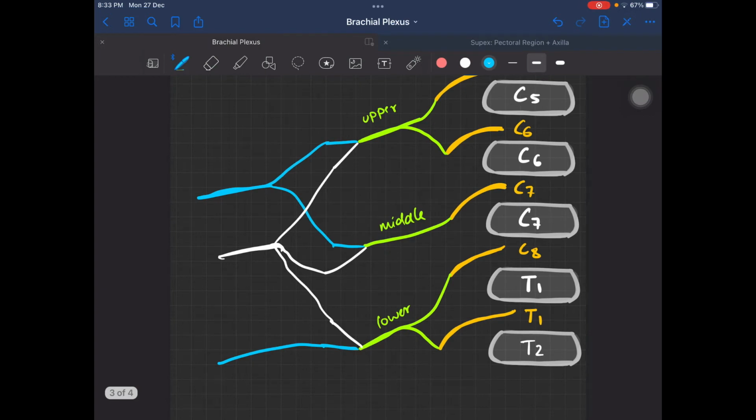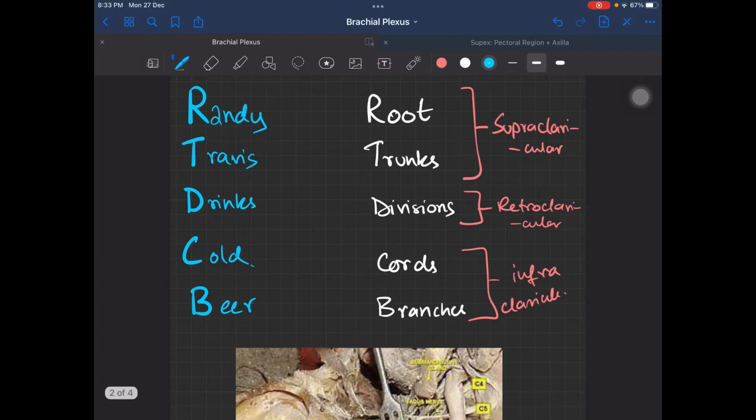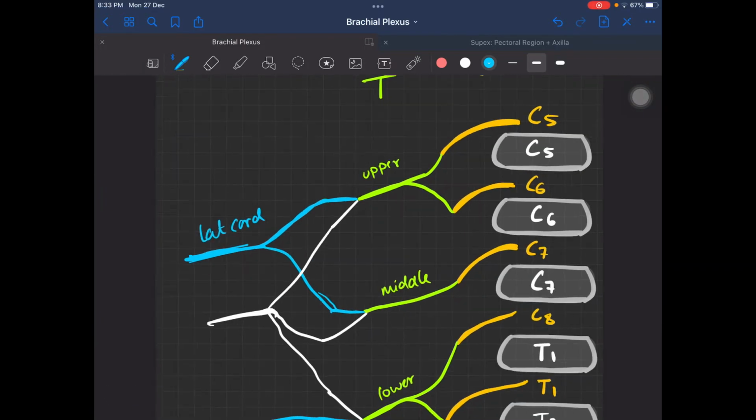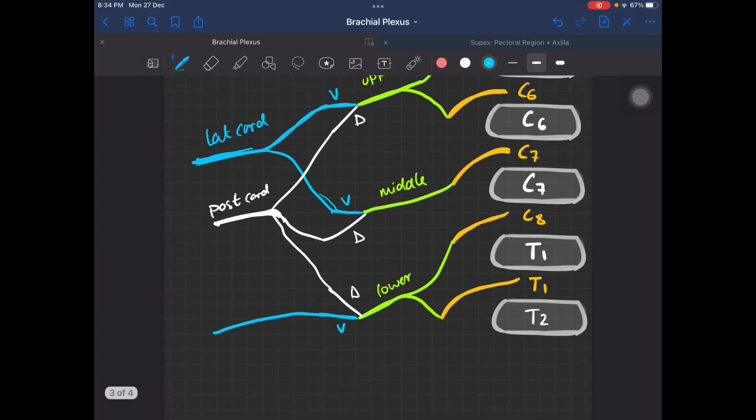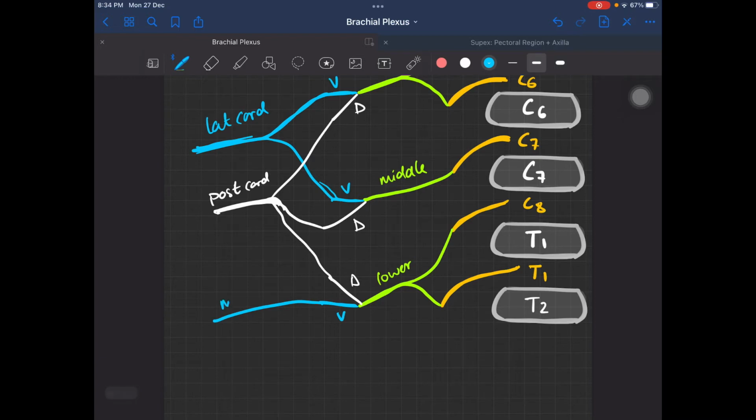The ventral divisions of the upper and the middle trunk converge to form the lateral cord, because obviously after divisions come the cords. So lateral cord. The white branches that I drew, they were all the dorsal divisions of all the three trunks, and they form the posterior cord. And the ventral lone division coming from the lower trunk forms the medial cord.